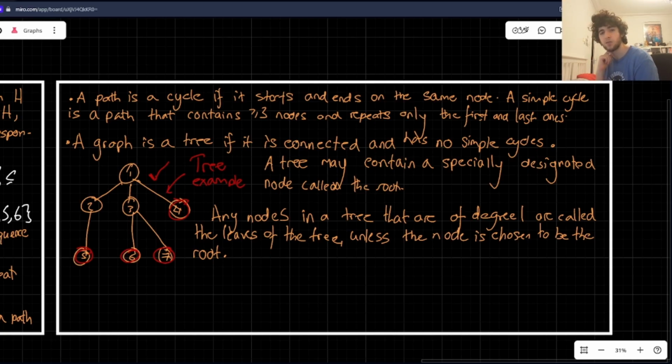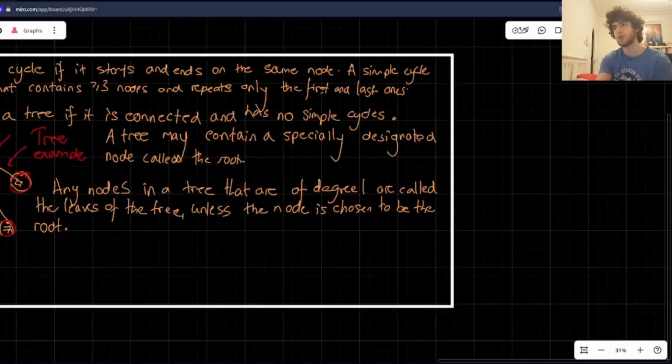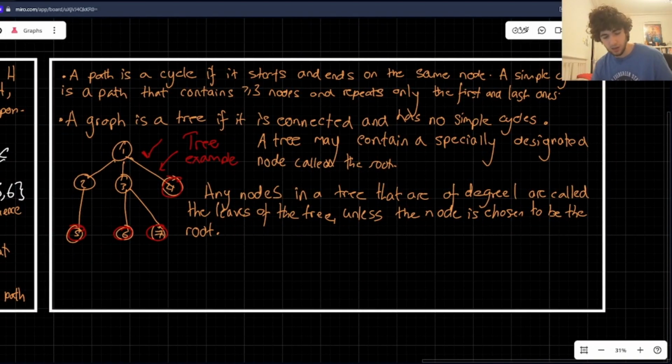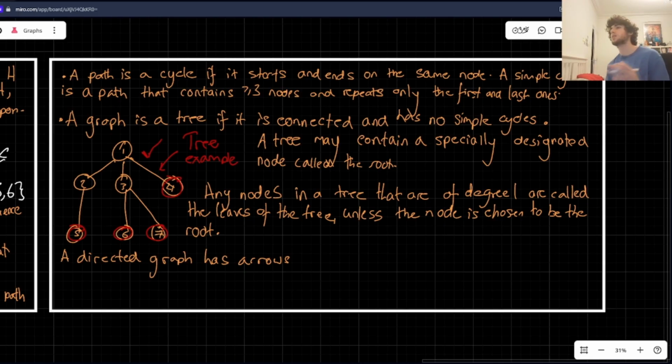Now moving forward to the last main definition, we have to talk about a directed graph. So this entire time, we've really been dealing with undirected graphs. Trees are undirected graphs. We've only really been talking about paths for undirected graphs. So that begs the question: what is a directed graph? Well, a directed graph effectively has arrows.